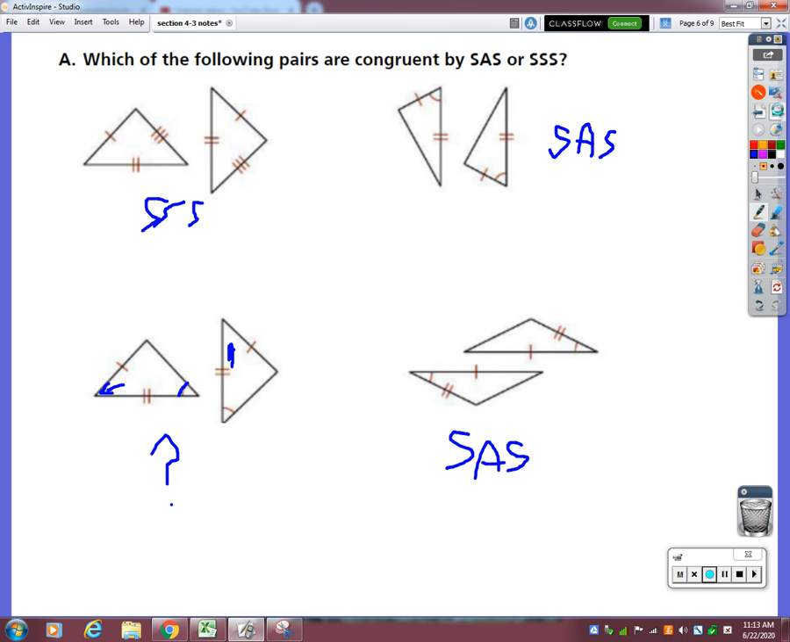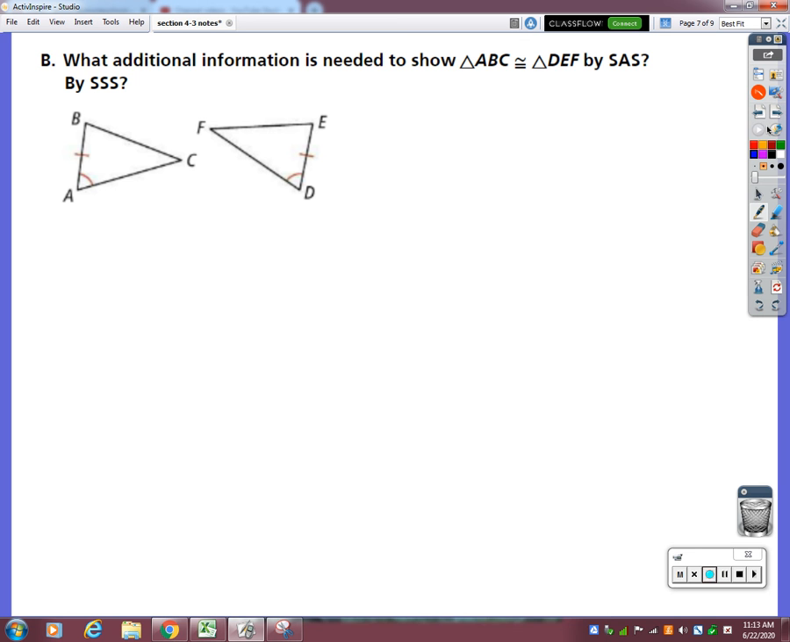Okay, and then this one, these two would be congruent by side, angle, side. All right, what else would we need to know to show that these two triangles are congruent if we wanted to use side, angle, side? Well, we would have to show that this side is congruent to this side, because then we would have two sides and the included angle. If we wanted to show by side, side, side, instead of side, angle, side, we'd have to know that these two sides are congruent to each other as well.